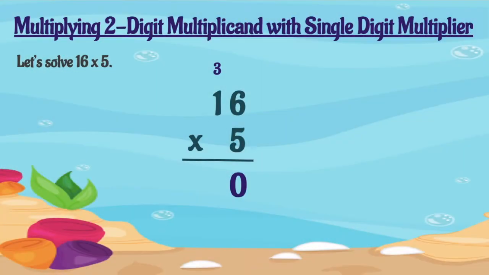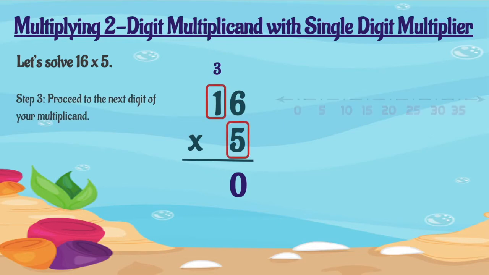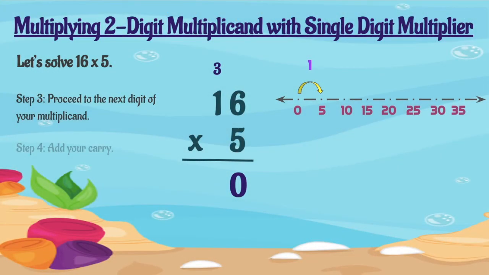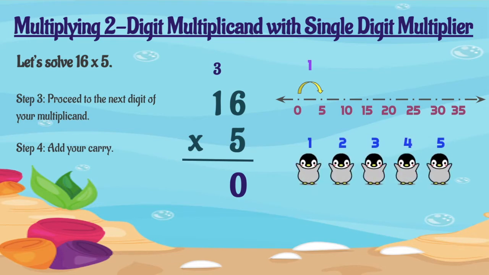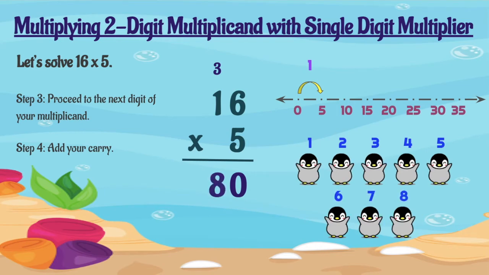Next step, proceed with the next digit in our multiplicand, which is 1. Let's multiply it with 5. So that would give us 5. Lastly, let's add our carry 3. So from 5, let's count on 6, 7, 8. 16 times 5 is equal to 80. That's right!